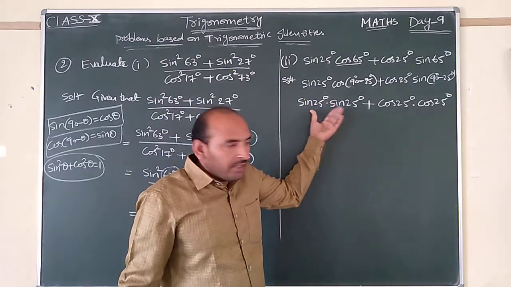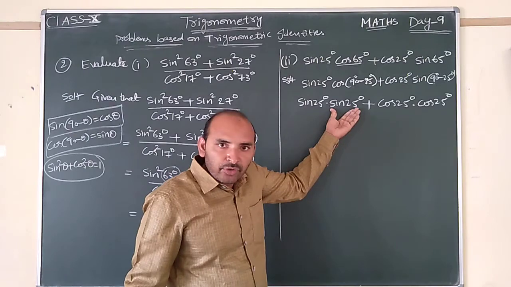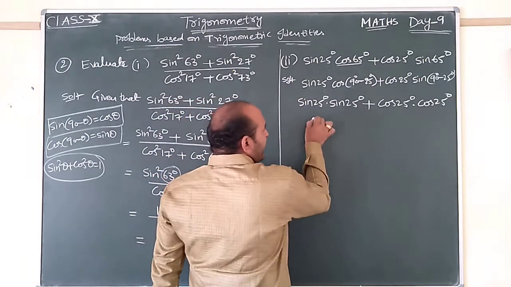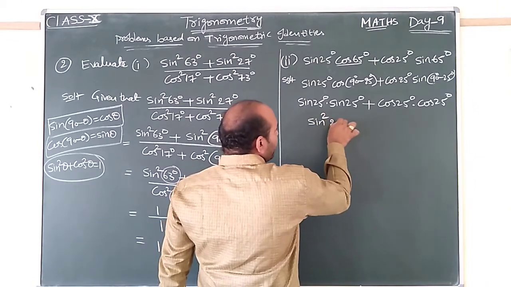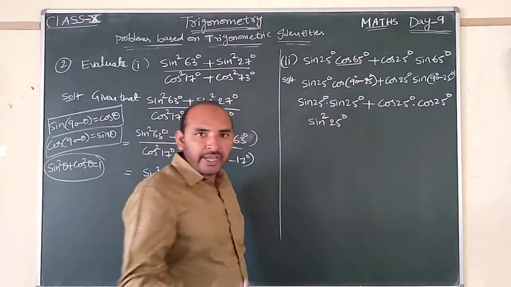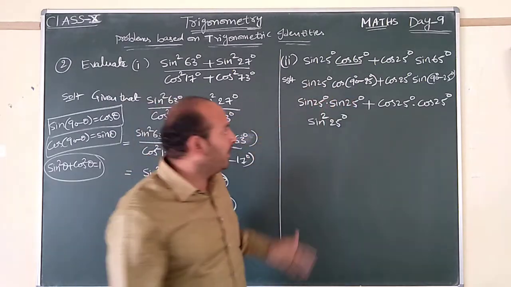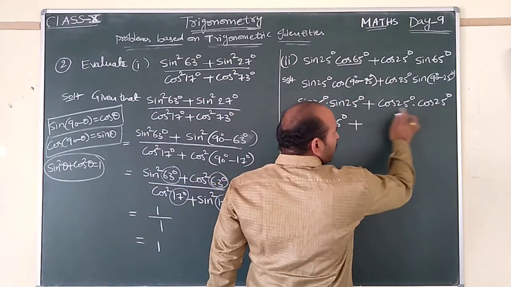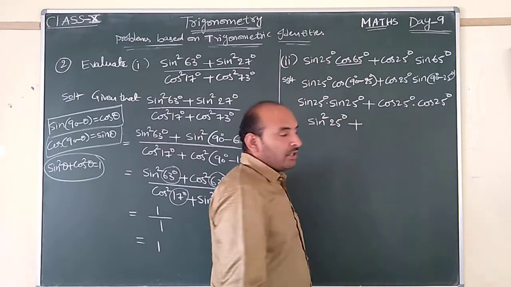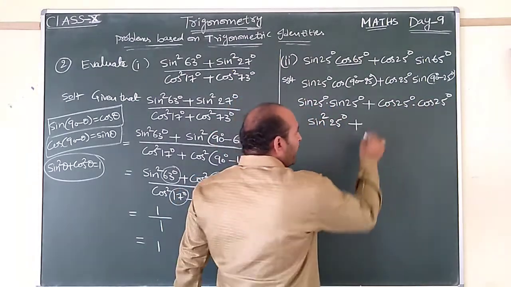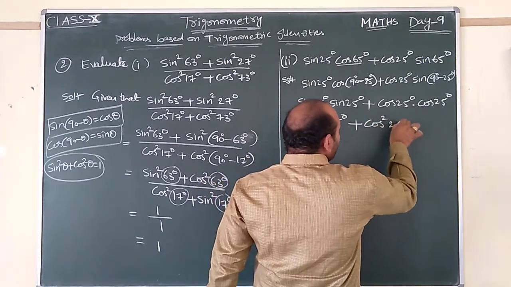In the first term, this is sin 25, this is also sin 25. Sin into sin, this value. Sin theta into sin theta, sin square 25 degrees. A into A is A square. Sin 25 into sin 25, sin square 25 degrees, plus cos, both are the same terms and also product based. Cos 25 into cos 25, cos square 25 degrees.